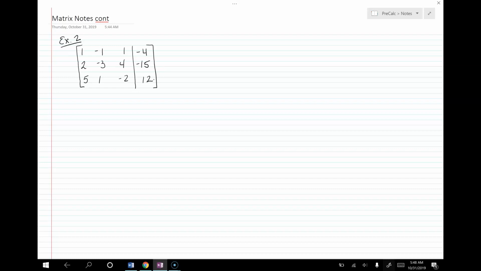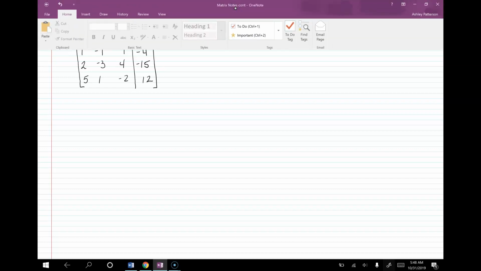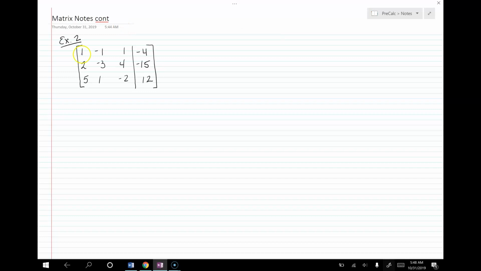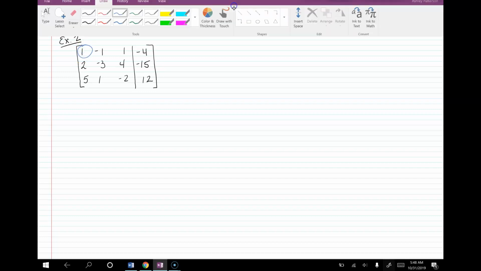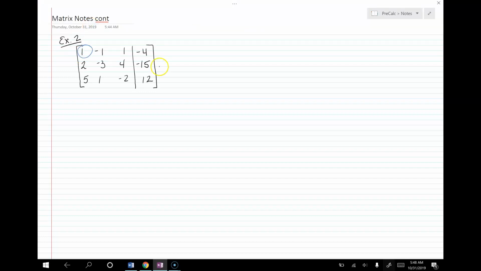Okay, remember, our goal is to get those two zeros. Since 1 is the first element in the first row, I'm going to use him twice at the same time. So I'm going to create a brand new row 2 by taking a -2 times row 1 and adding it to row 2. Okay, that's going to cancel out my 2 and get a 0.